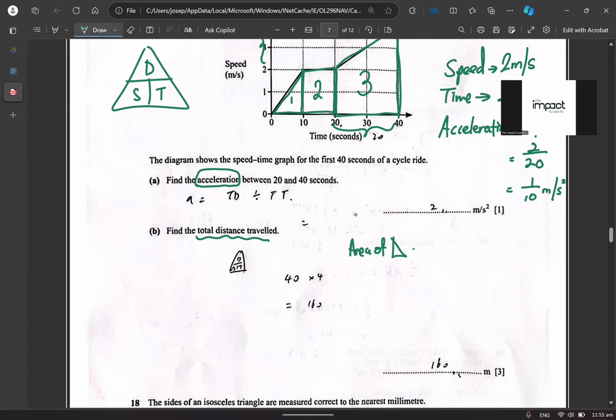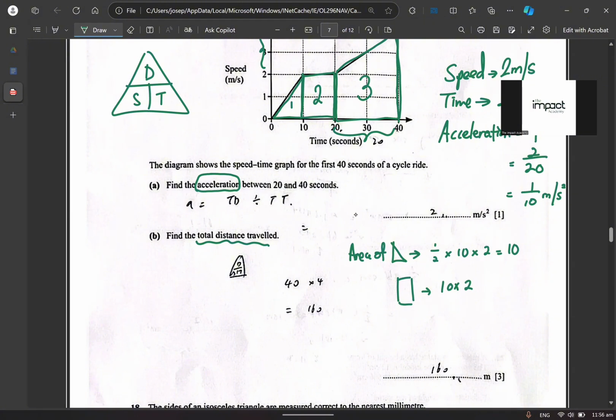Okay, your area of triangle is what? Tell me, how much is that? Half times 10 times 2. Very good. Half times 10 times 2, that gets me to 10. Correct or not? Okay, second one, your rectangle. Half times? No, 10 times 2. Very good. Why? Because it's a rectangle. 10 times 2, that gets me to 20.